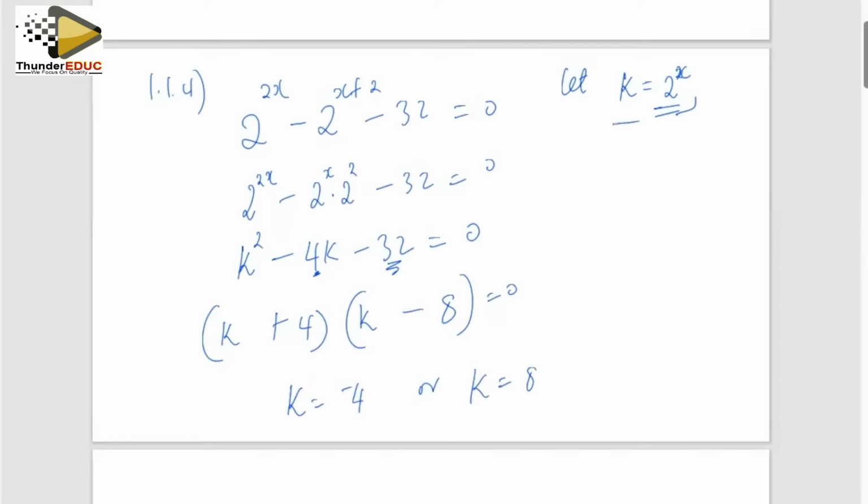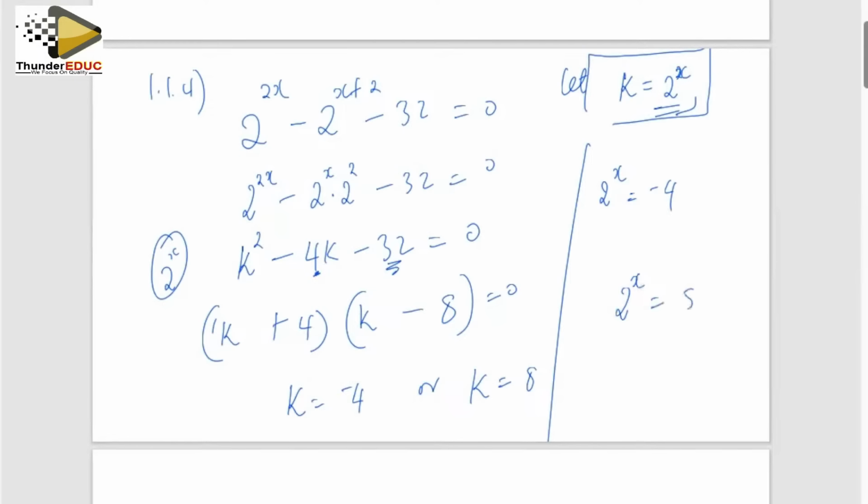Alternatively, if you couldn't do this, you can just factorize straight away with k being the 2 to the x. Okay, that should also give you more or less the same thing. So let's replace k with the 2 to the x. So 2 to the x is equal to negative 4, or we have 2 to the x is equal to 8.